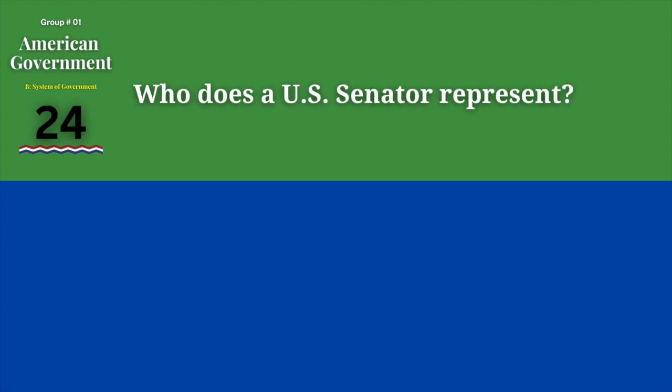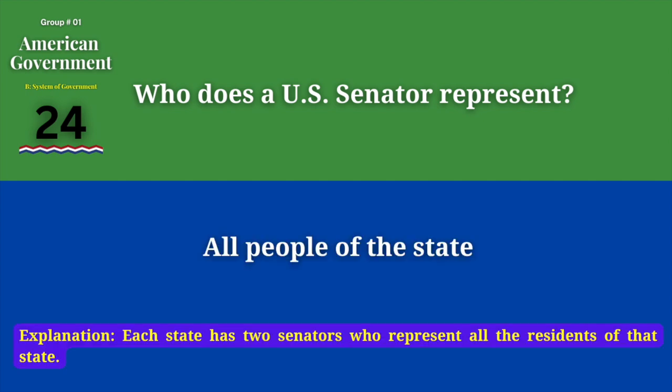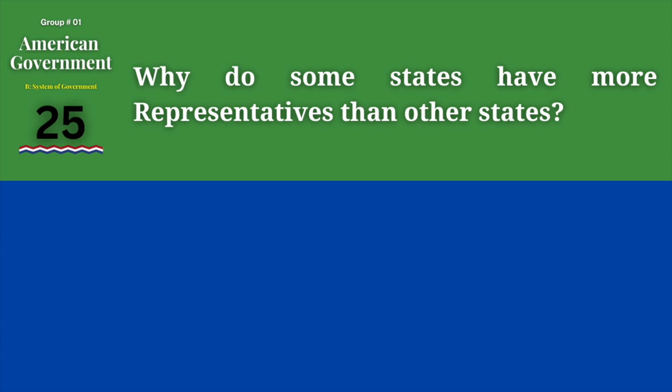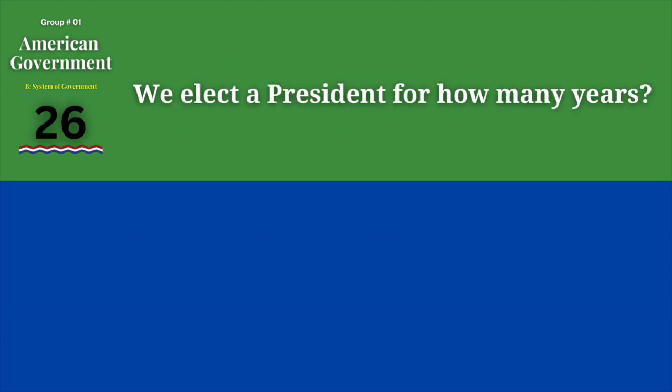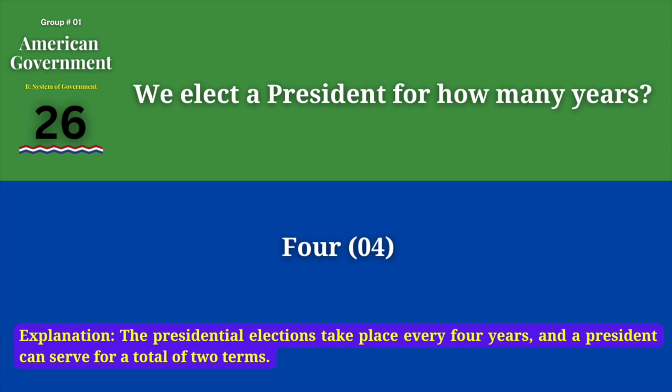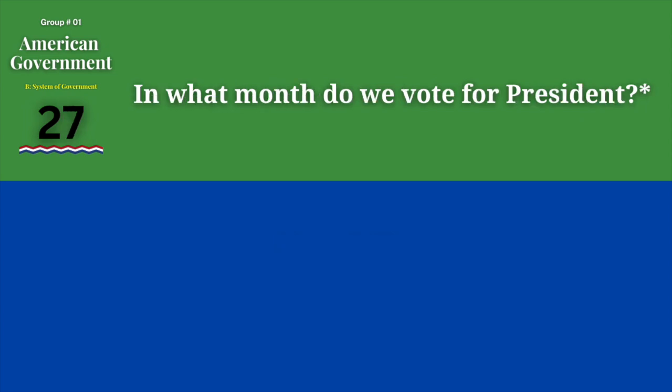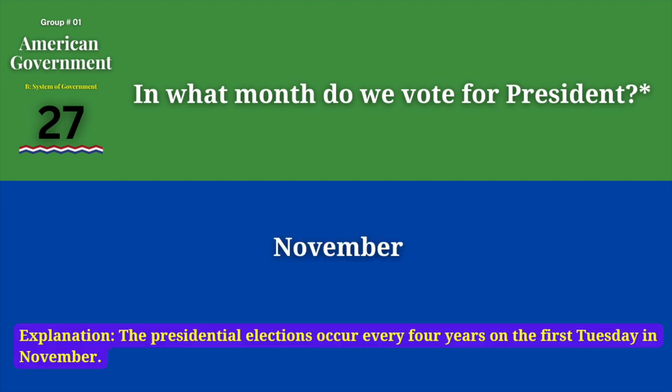Who does a U.S. senator represent? All people of the state. Why do some states have more representatives than other states? Because of the state's population. We elect a president for how many years? 4. In what month do we vote for president? November.